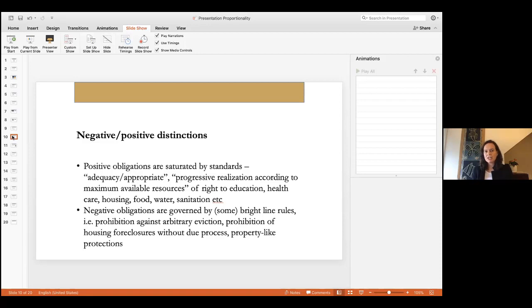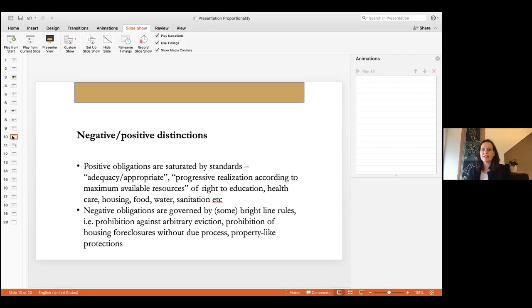Insofar as the positive obligations are laid out, one sees in the textual instruments, both the international human rights treaties and the various constitutional provisions, that positive obligations are saturated by standards: that rights to education or healthcare or housing need to be adequate or appropriate, that the state has to progressively realize them according to its available resources, sometimes maximum available resources. So in that sense, the rights themselves are qualified by what resources are available and the particular context in which such a right requires protection.